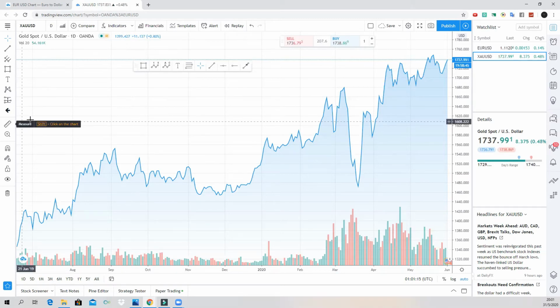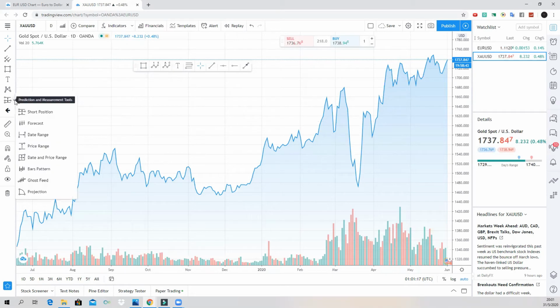Obviously, in TradingView we also have other tools that are widely used by traders. Long positions are for buying, short positions are for selling. This is super important for you to know. Long is buy, short is sell. This will be explained in the next videos.